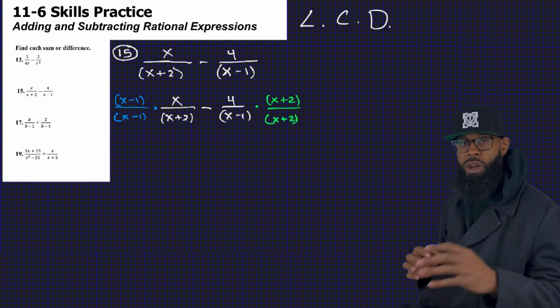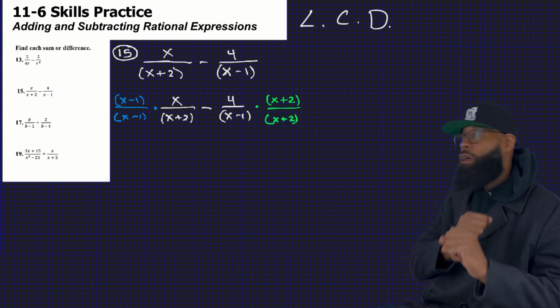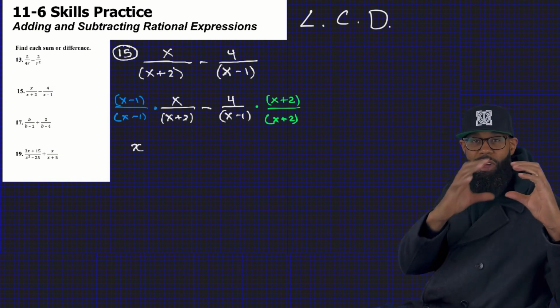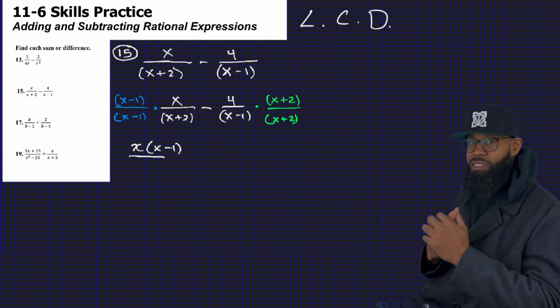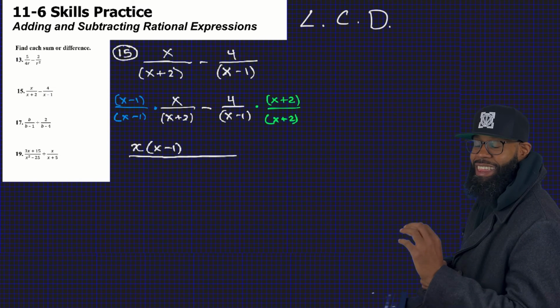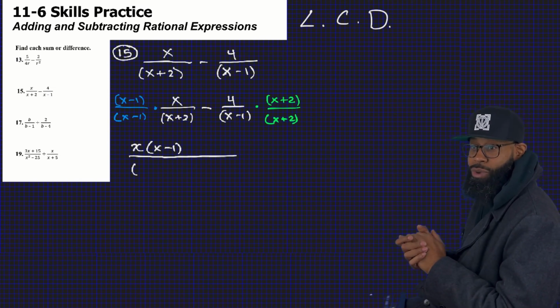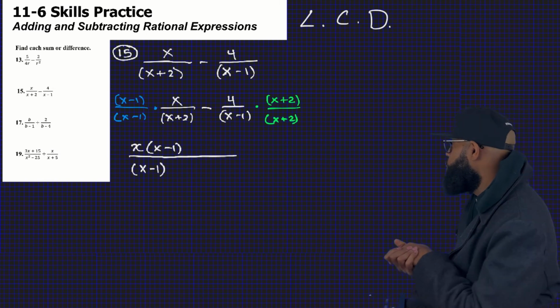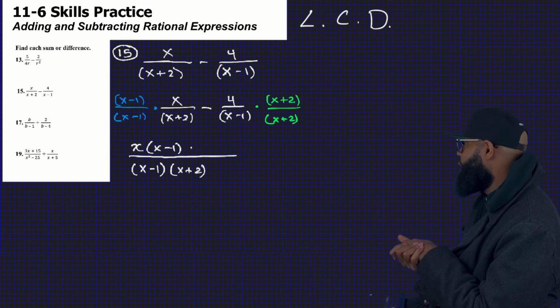Just like I said before, we took the 3 and the 8 and we multiplied by each other. But it's not 3 and 8. It's x minus 1 and x plus 2. So we're gonna multiply those by each other. And technically, we're really not even multiplying them out. We're just gonna leave them as binomials. We can do that. So x times x minus 1, minus 4 times x plus 2.